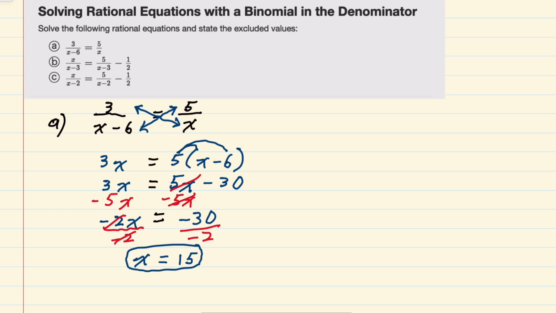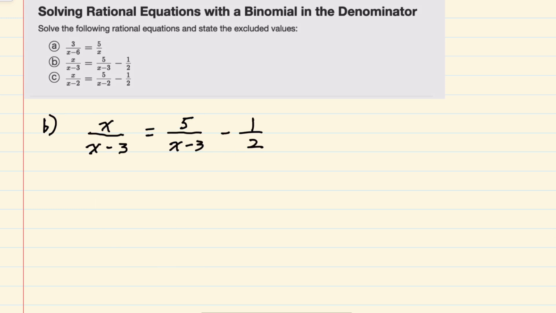Moving on to B, we have this equation, and since there's more than one fraction on the right, my approach will be a little different. I'll identify the lowest common denominator between these 3 denominators. That would be both the 2 and the x minus 3, and then I would multiply each term on the left and right by the lowest common denominator.